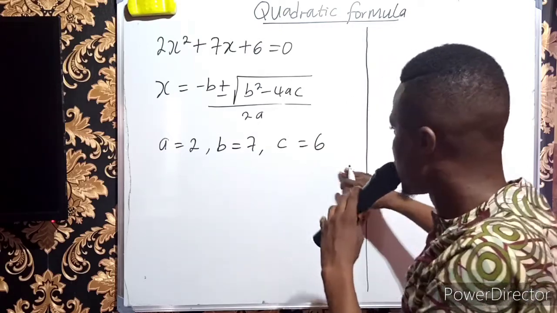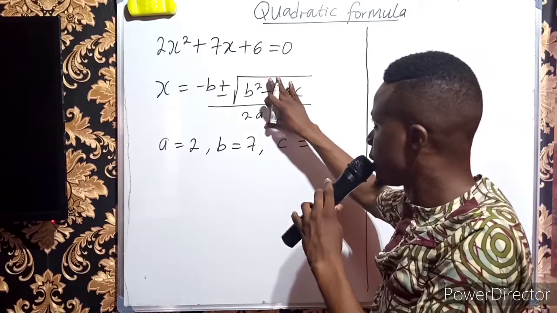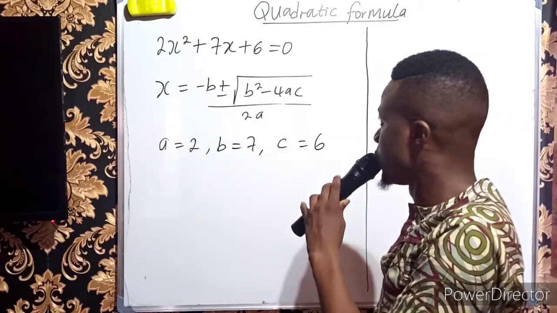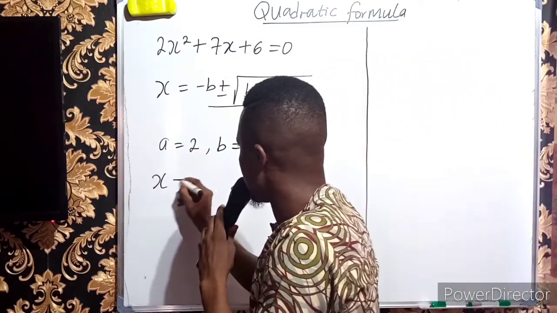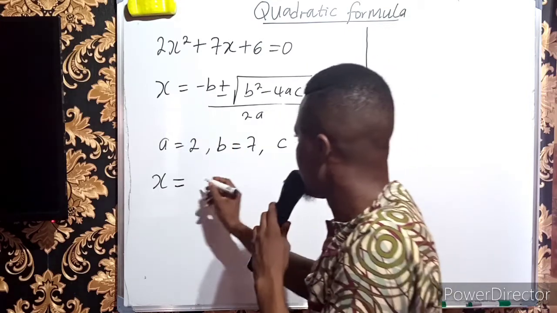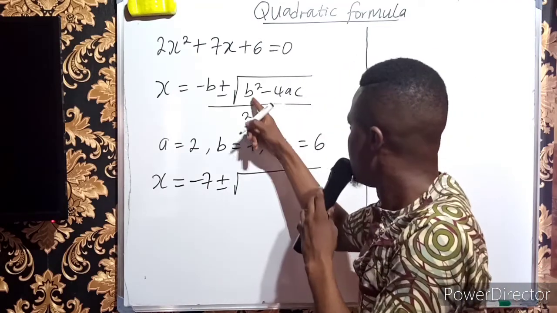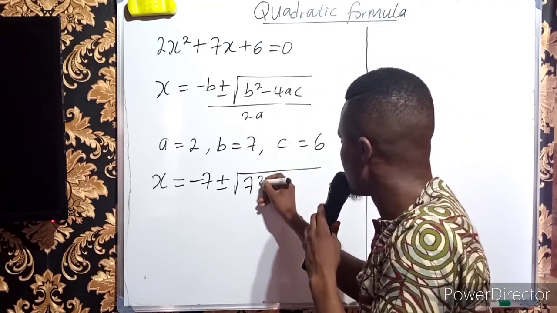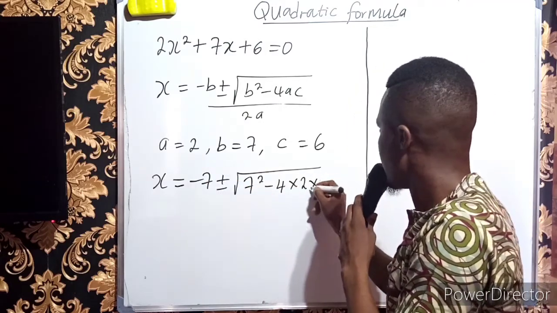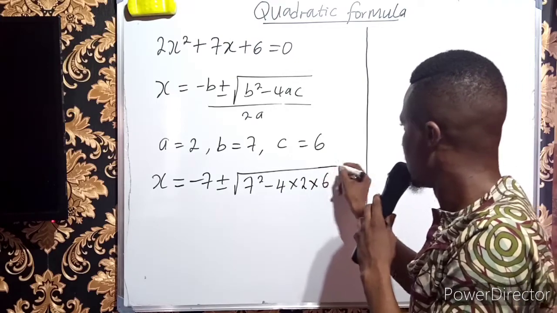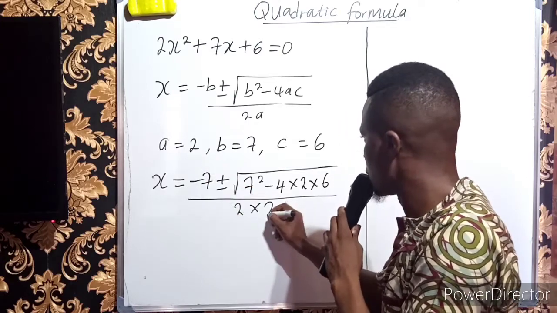Okay. So we've got the values for a, b, and c, and these values are what we are going to plug into this quadratic formula to get the solution to the quadratic equation. So I'll write that x is equal to minus b, my b is 7, so I'll write minus 7, plus or minus the square root of b squared, b is 7, so I'll write 7 squared, minus 4 times a, my a is 2, times c, my c is 6, all over 2a, 2 times a, my a is 2.